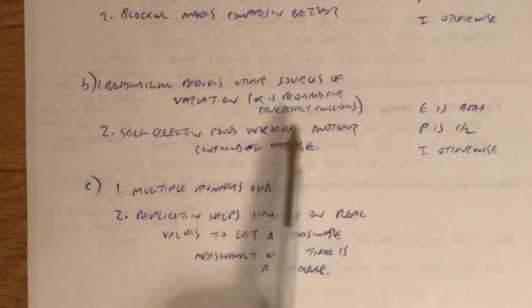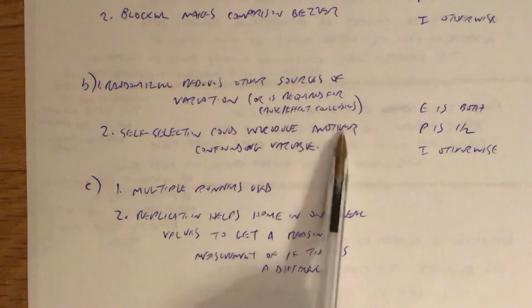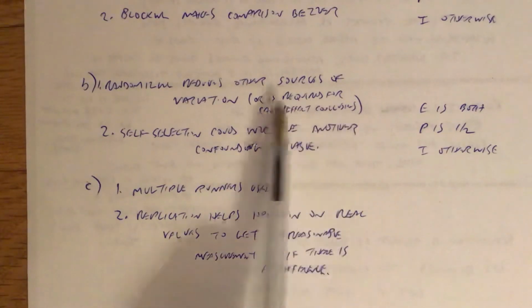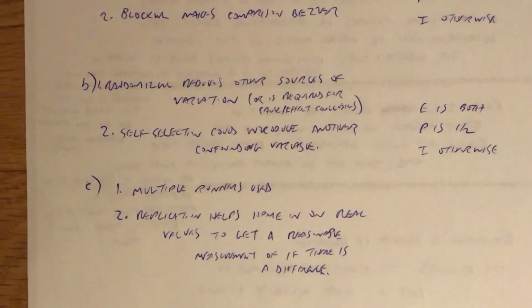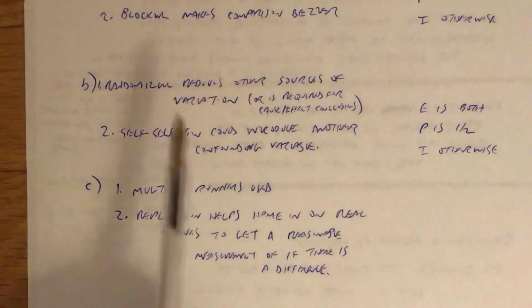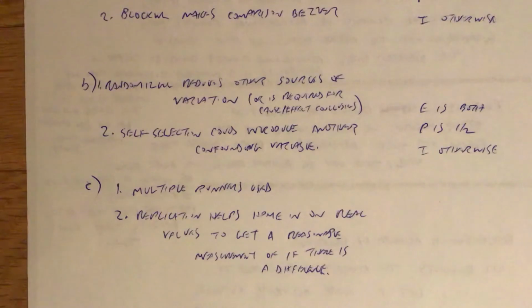They did allow you to say something about it being required for cause and effect conclusions, which I thought was a weird thing to say. But if you did mention randomizing is necessary in an experiment because it lets you prove things, they took that. But I think this is the better answer, and that was the primary answer.